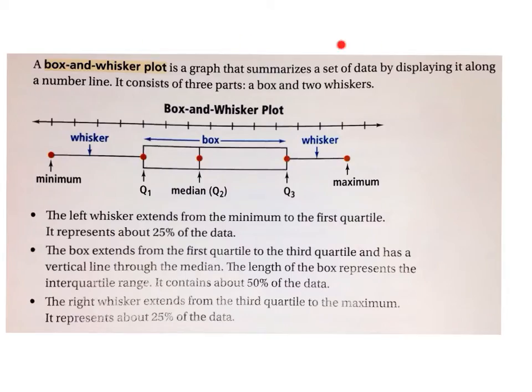Okay, and here this shows you a little bit about the box and whisker. Again, minimum has a dot, first quartile has a dot, the median has a dot, the third quartile has a dot, and then the maximum has a dot. And the box is made up by the space between the first quartile and the third quartile.